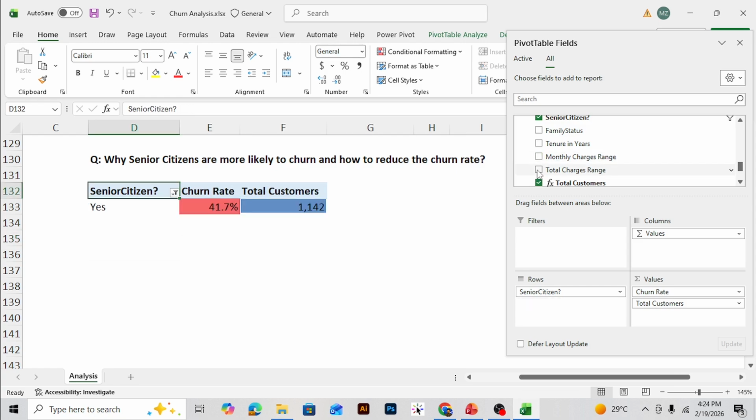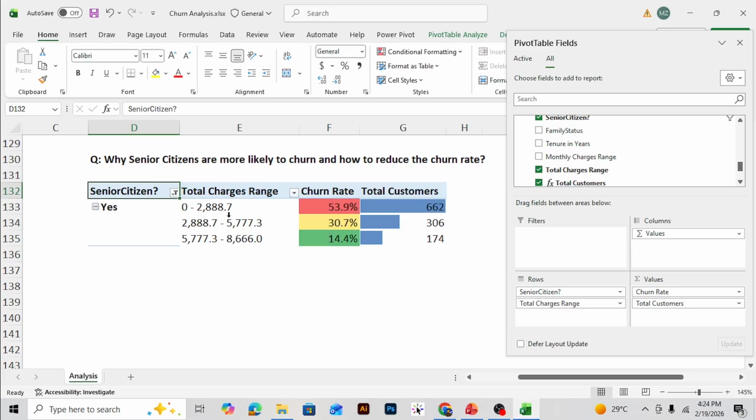Now let's bring in the total charges range, and it is in order. You can see that for those between 0 and 2.8 thousand total charges, the total number of customers is 662. More than half of these customers have left our service, because I think most of them are using month-to-month contracts or electronic check as their payment method. That's why the churn rate is quite high.